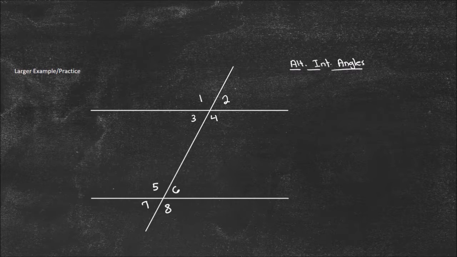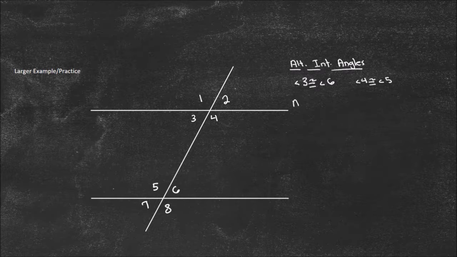Then it says alternate. So that means, well, 3 and 6 because they're on opposite sides. So angle 3 is congruent to angle 6. That's what I can get from this rule: alternate interior angles are congruent. Then the other one is that angle 4 must be congruent to angle 5. Those are my two sets of alternate interior angles.